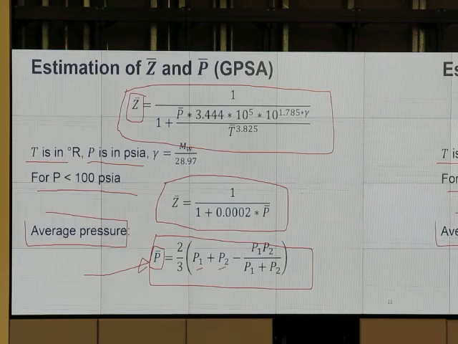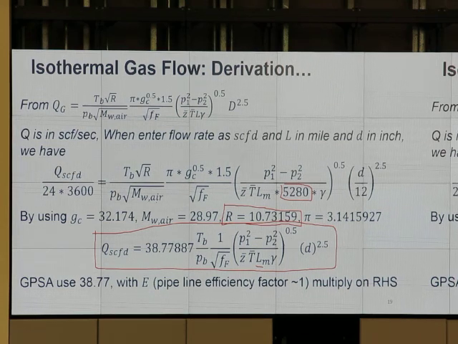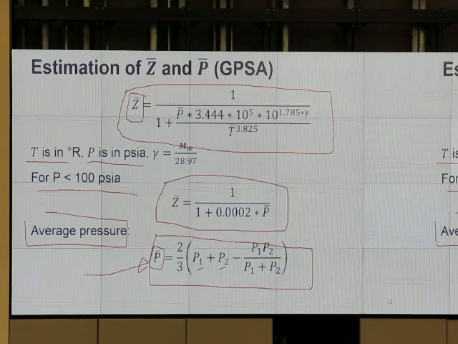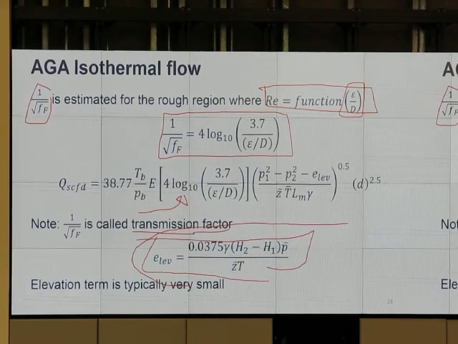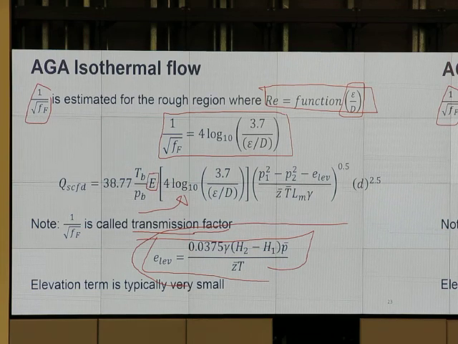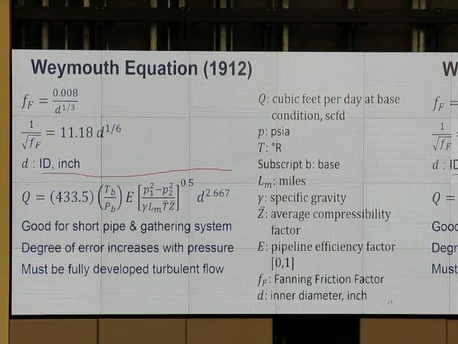Previously we talked about isothermal flow, right? The equation for isothermal flow is this one. The next equation, we try to go from isothermal flow, put some value for Z and friction factor, and try to derive this Weymouth equation. To derive the Weymouth equation, we put everything together and we assume fully rough region for the friction factor. That's a key word. In the Weymouth equation we assume fully rough region, and we have capital E, the transmission efficiency, or pipeline efficiency factor, between 0 and 1. So we end up with the Weymouth equation.